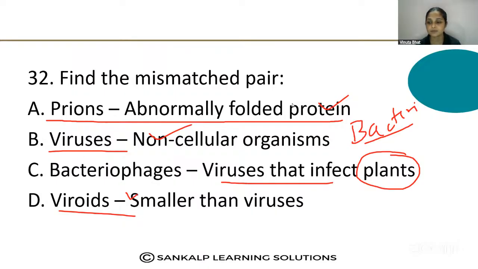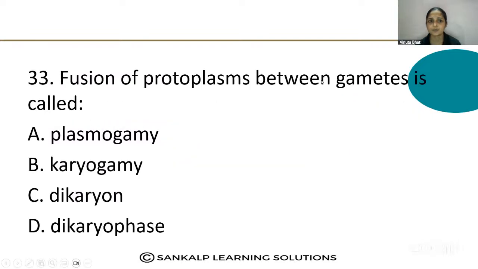So, dear students, two questions are remaining. Try to write the answer for these. Fusion of protoplasm between gametes is called: A, plasmogamy; B, karyogamy; C, dikaryon; D, dikaryophase. What is the answer? Yes, that is plasmogamy, the correct answer.